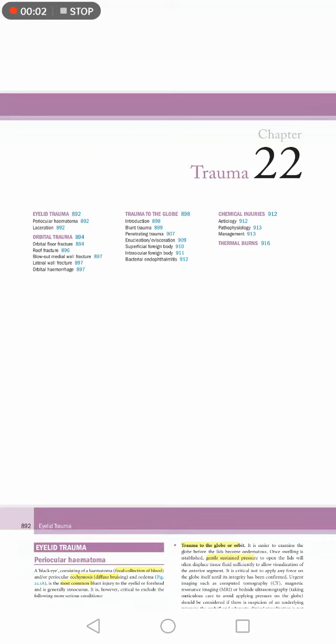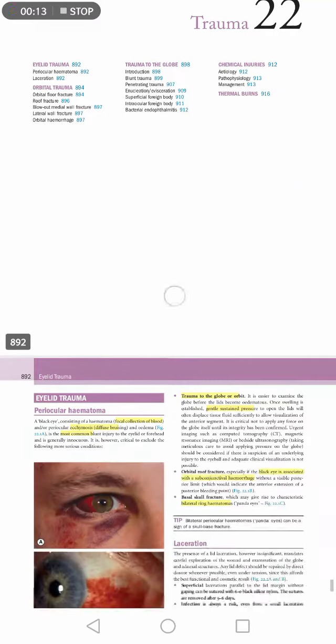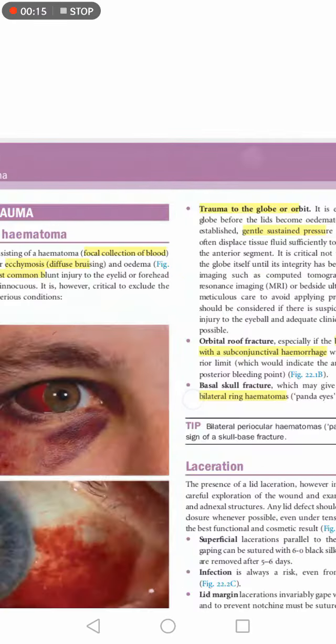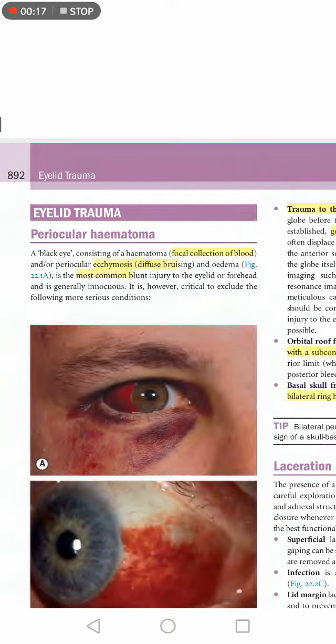I am Dr. Asmatullah, and today we will discuss chapter number 22 of KANSKI. The name of this chapter is Trauma. So we will start with the eyelid trauma.